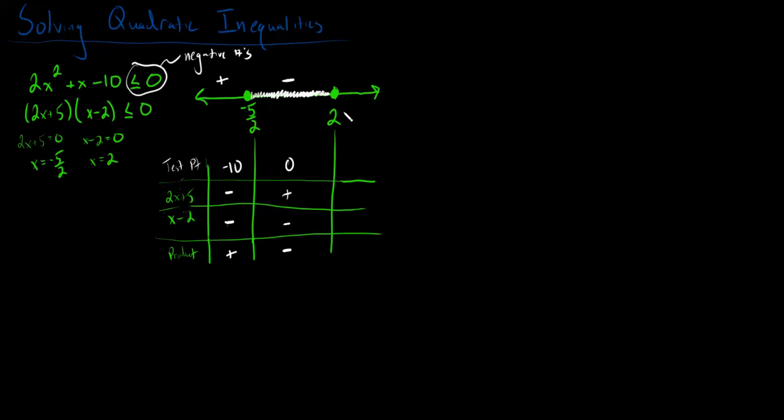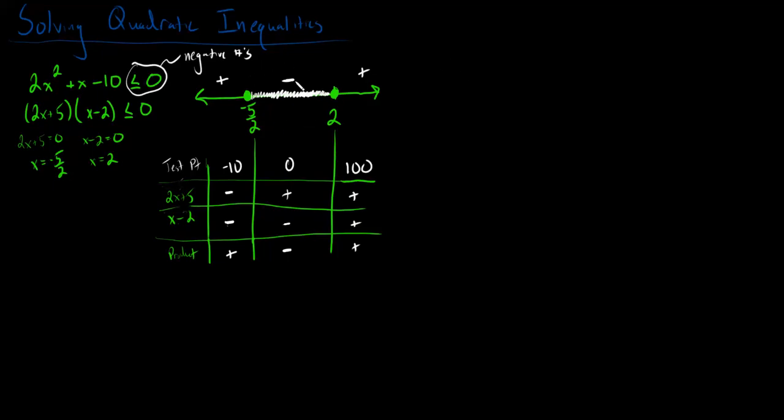Okay, but we need to continue. We now need to test some number that's greater than 2. Any number, you can test 3, 4, 10. I'm going to go ahead and test 100. Okay, if I were to plug in 100 for x, that would be 200 plus 5, that's definitely positive, and 100 minus 2, that's definitely positive, and a positive times a positive gets me a positive, so this interval here would be positive, which means that's not going to be part of our answer. So our only solutions are going to come from in between negative 5 halves and 2.